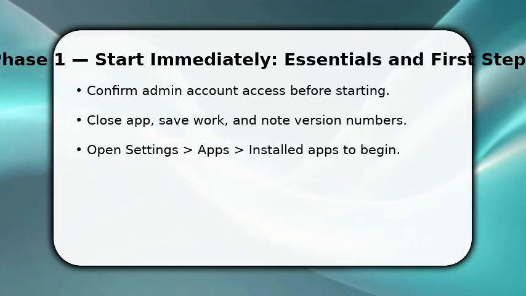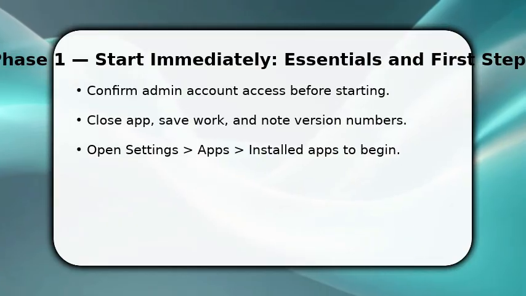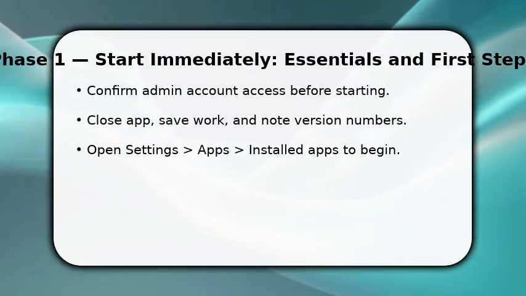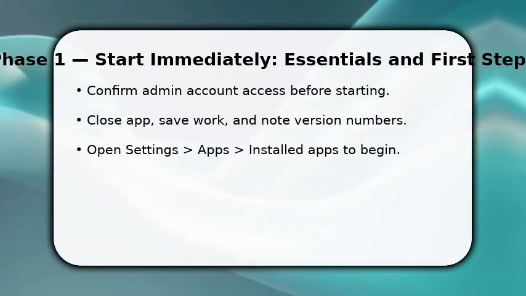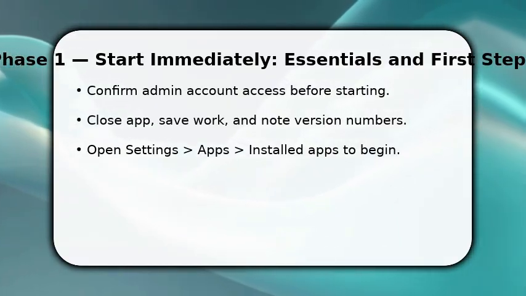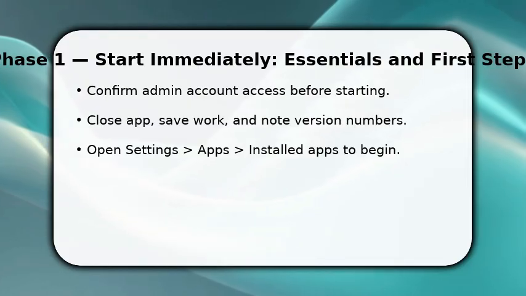You start with admin access and a saved workspace. This matters because Windows blocks removals without rights. Once signed in, close the target program and note its exact name and version. Make sure you're not uninstalling a shared dependency.